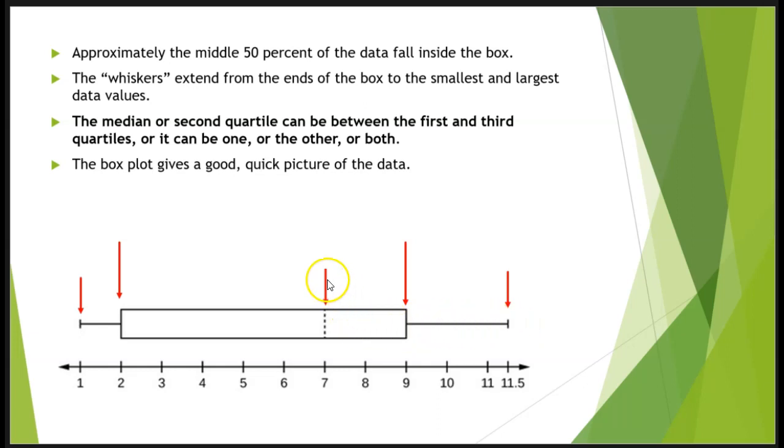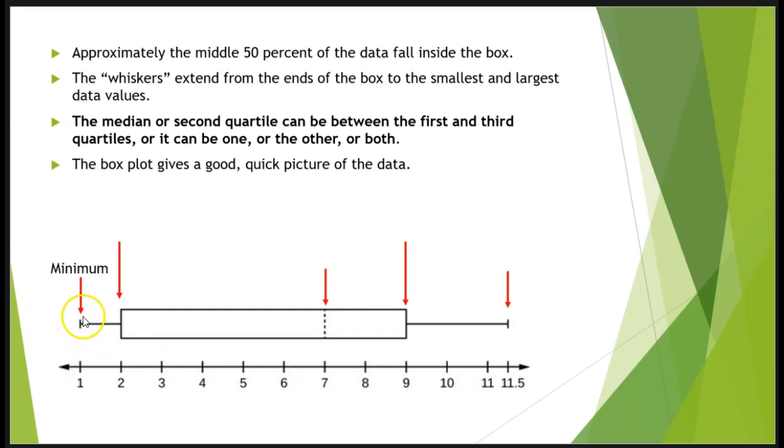The median, or the second quartile, indicated here with the dotted line, can be either the first or third quartiles, or it can be one or the other or both. And on the next slide, I'll go into detail about that. So this box plot gives us a good quick picture of our data.